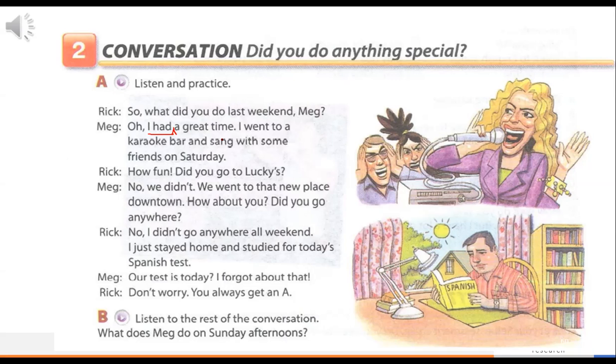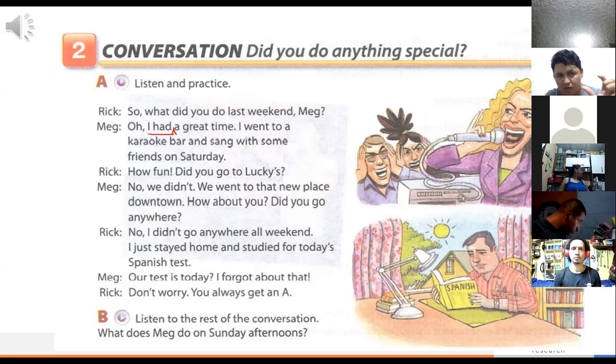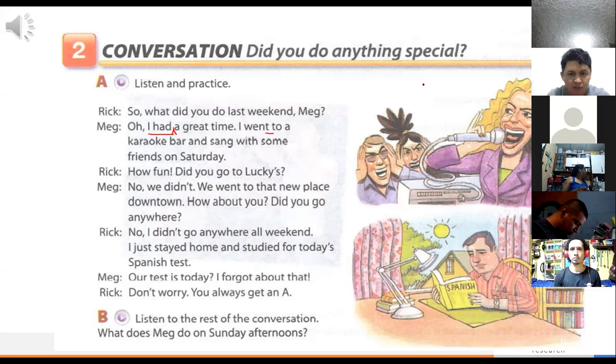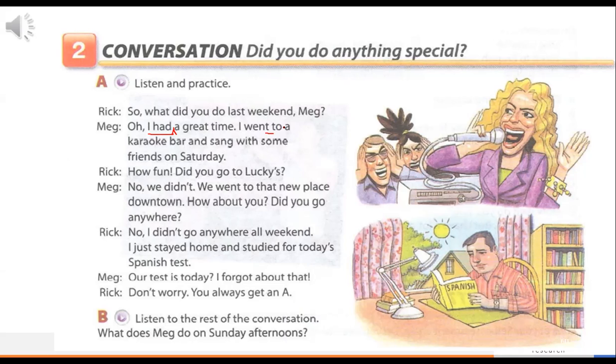Cuando esté una consonante seguida de una vocal, all right, hacemos la conexión de sonido or a link sound. That's what we do, always, please. Cuando tenemos el mismo sonido, so when you have the sound repeated, so you just pronounce it once. No vamos a decir, I went to. No, we say, I went to, porque está la T, you know, we have two times. All right. I went to a karaoke bar and sang with some friends. Esta cantó o canté. You know, este es el pasado de sing. All right. With some friends on Saturday. Sang entre A y E.